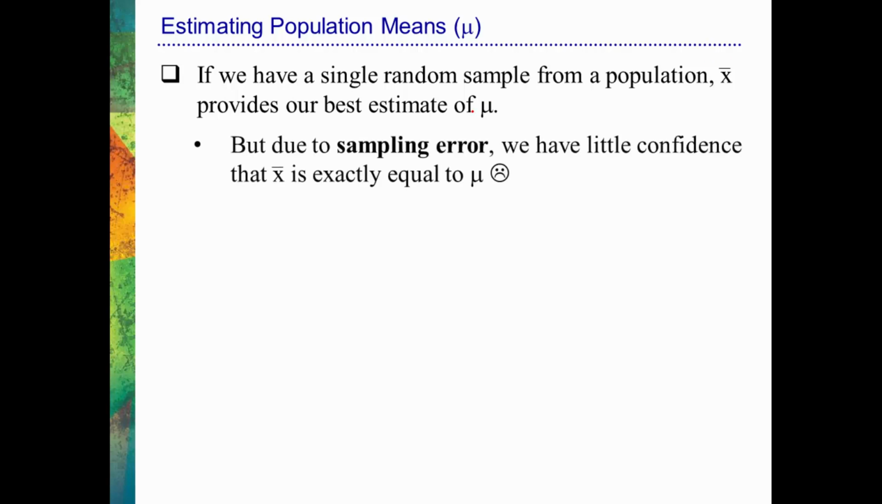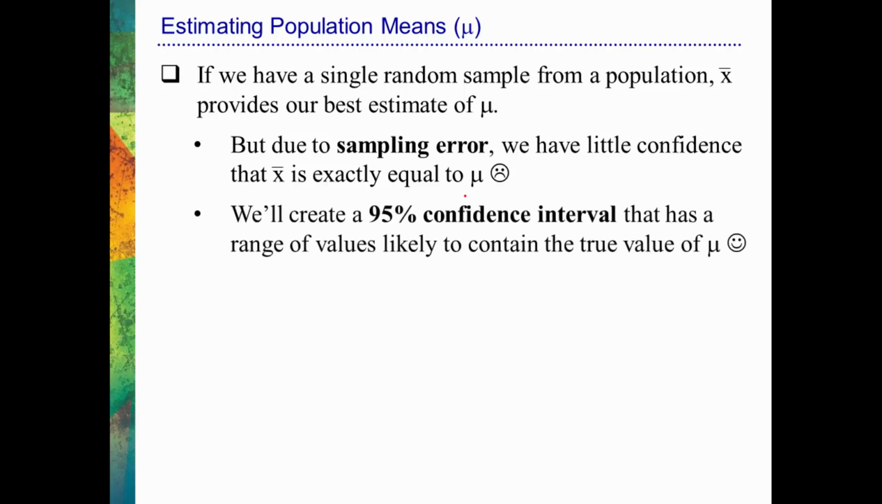But we need to recognize that sampling error exists. And recall that sampling error is just that difference that we find between a sample mean and a population mean. So even though x bar would be our best estimate of mu if we had to pick one value, we would have very little confidence that it's exactly equal to that population mean. And that would leave us wanting a better strategy. So what we're going to do is create what's known as a 95% confidence interval. And that confidence interval is likely to have a value within its range that contains the true value of mu.